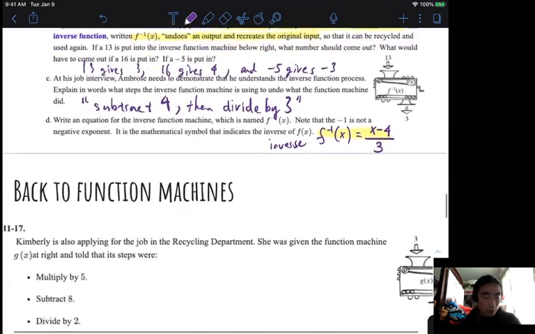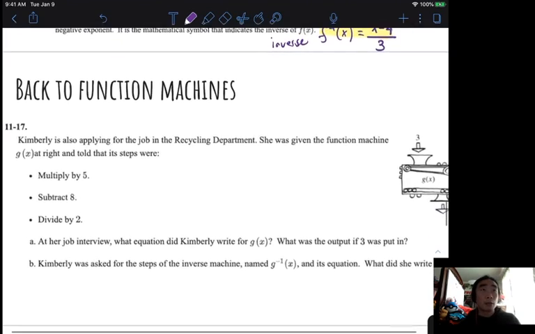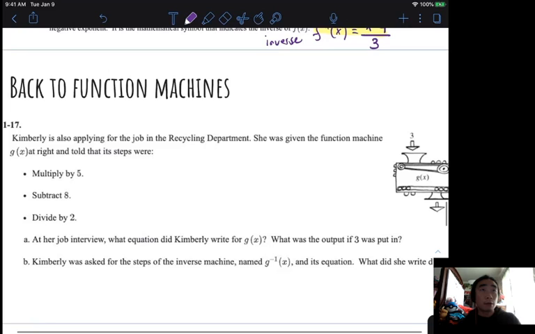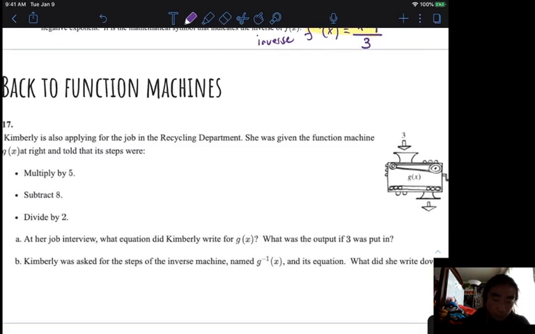Now we have this one. It gets a little bit more complicated. We're still going off that function machine idea. So here's a new function machine, and it tells us in words what the steps are. So our input here is 3, and we're going to figure out what this function machine outputs.